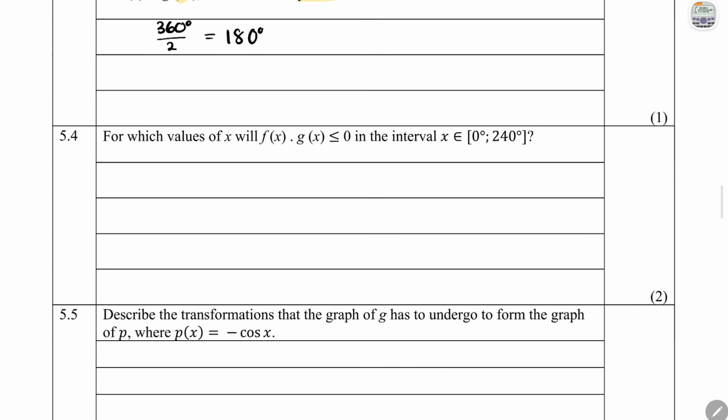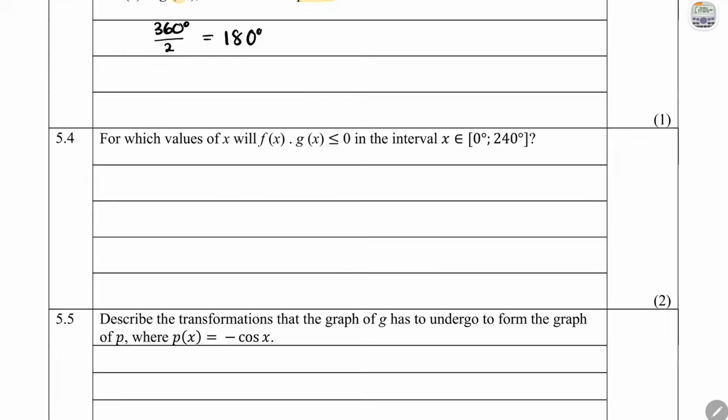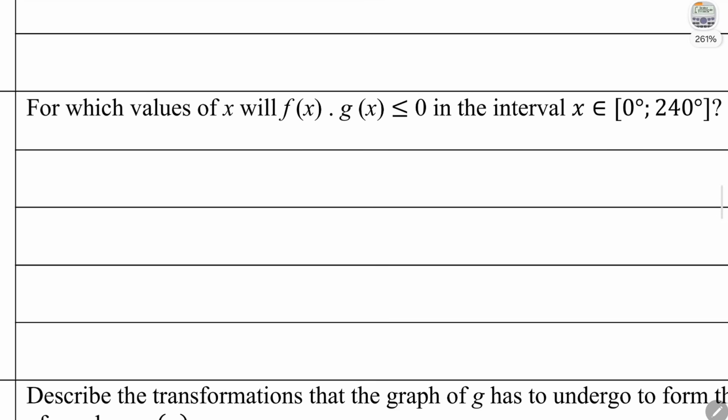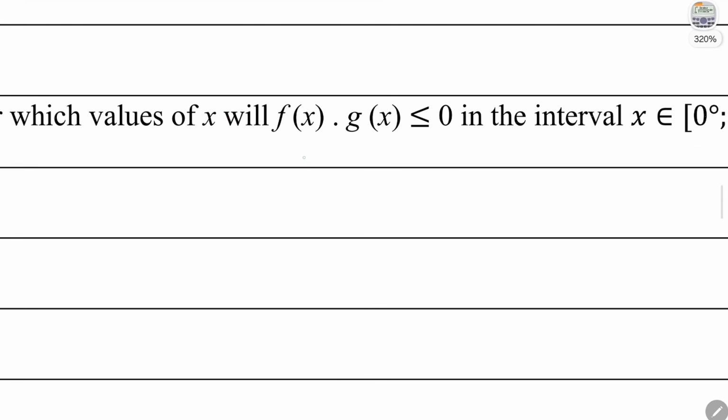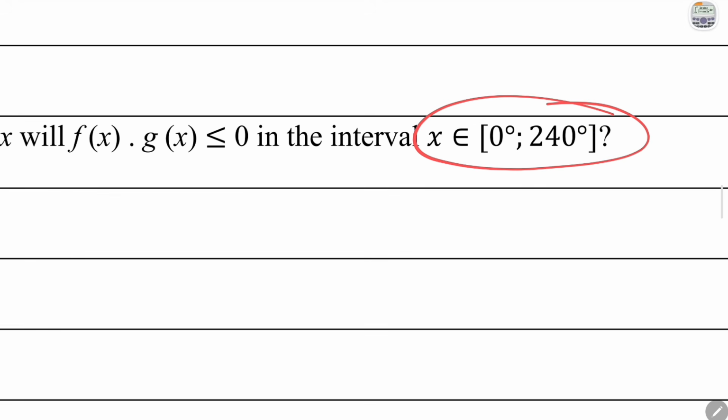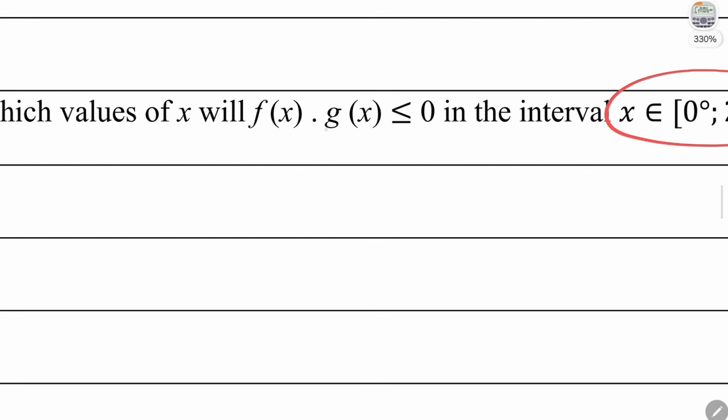The next question says, for which values of x will f of x multiplied by g of x be less than or equal to 0? Let's look at the possibilities of the y values of f multiplied by the y values of g giving us a value that is either negative or equal to 0 within this interval. For them to multiply and give a negative value, f could be positive and, for the same x values, g can be negative, and then it will give us a value less than 0.